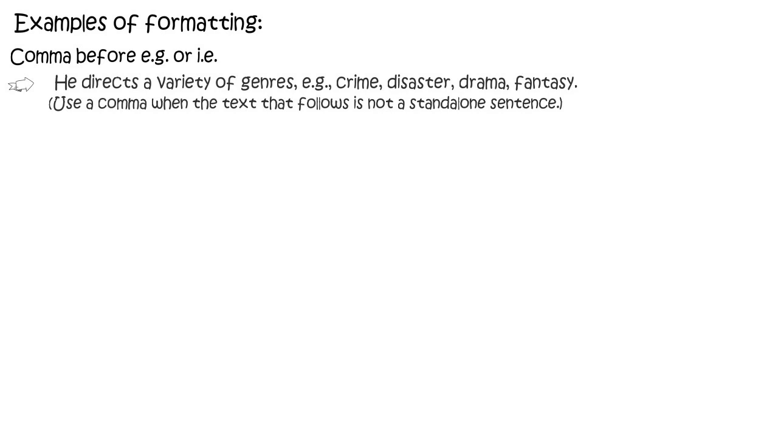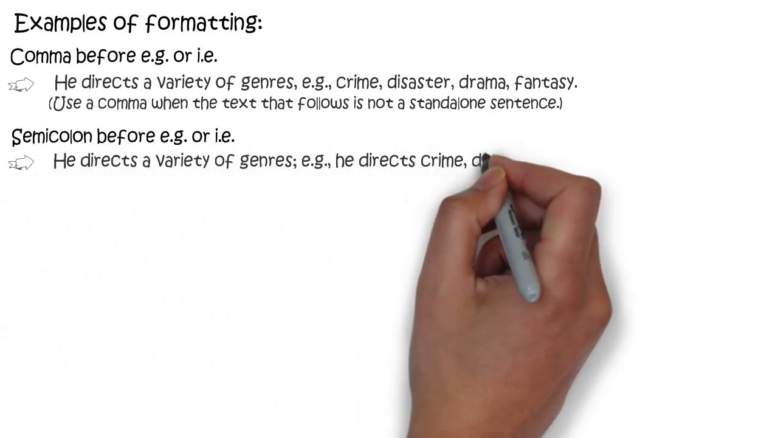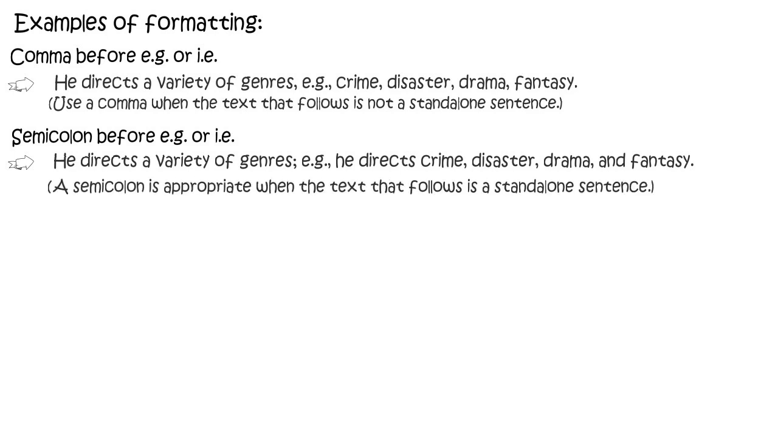When it is a standalone sentence, it's appropriate to use a semicolon. So, he directs a variety of genres; e.g. he directs crime, disaster, drama and fantasy. You can now see that that's a standalone sentence or independent clause as it's now become. And when you have that, it is appropriate to use a semicolon before the EG or the IE.